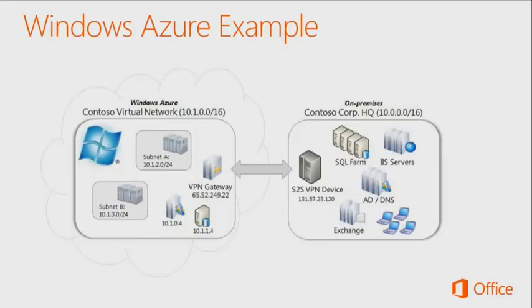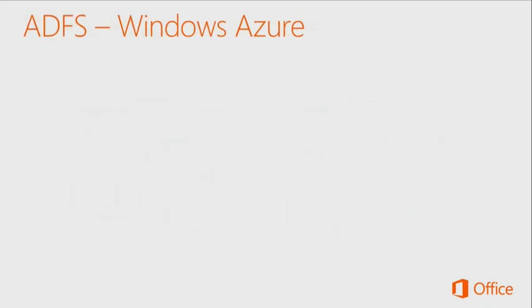So here's an example. We have on-premise, our SQL farm, maybe some IIS servers, AD, DNS, Exchange, and a VPN device that connects to a VPN gateway in Azure. We get a couple of subnets in Azure with our different availability groups, and they provide the authentication for Office 365.